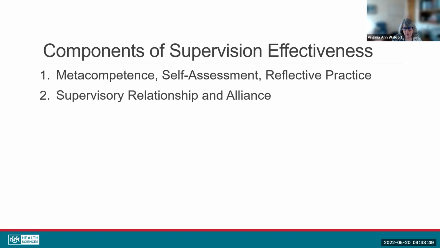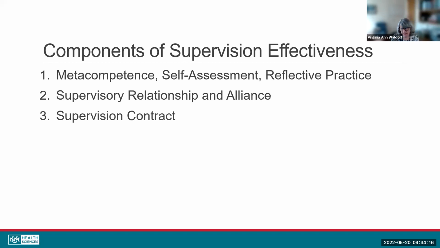Second is, what does the supervision relationship and alliance look like? I have some patients with whom there can be a level of familiarity that enhances the relationship. And I have other supervisees for whom that level of familiarity is uncomfortable. So I have to be able to know, how do I build alliance based not only on who I am, but who they are as well. All right.